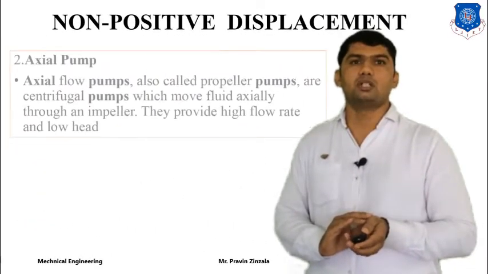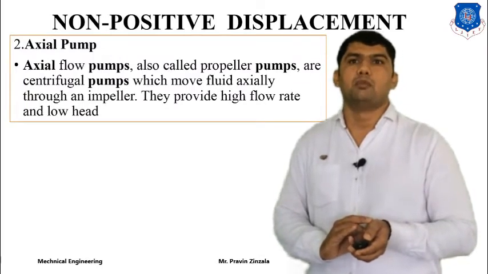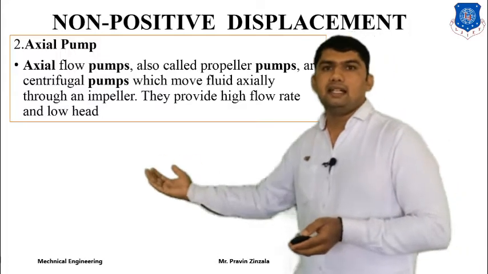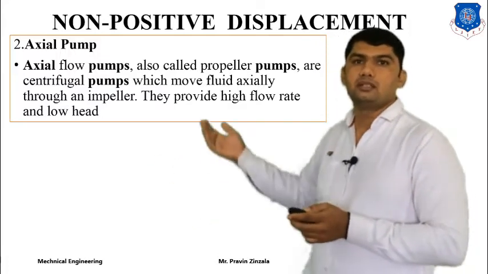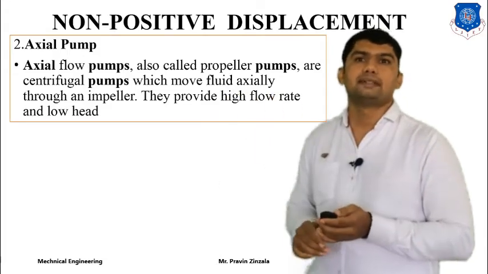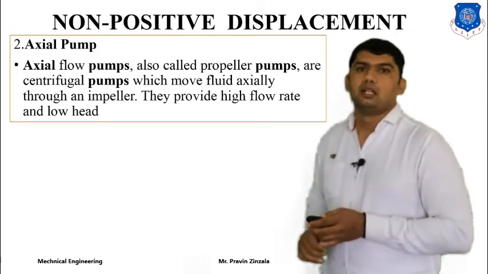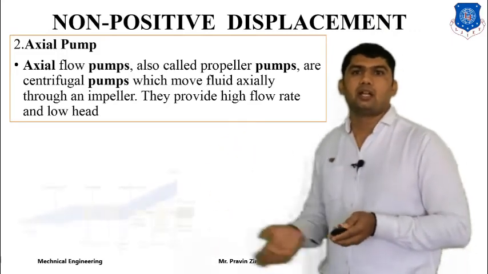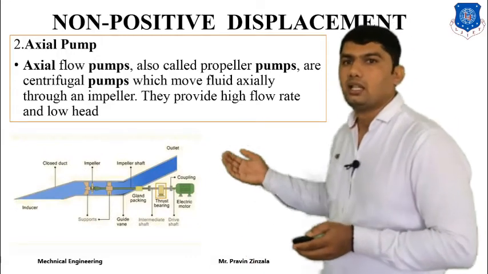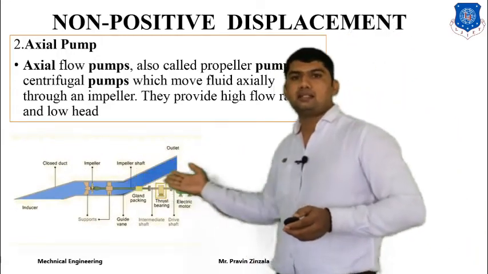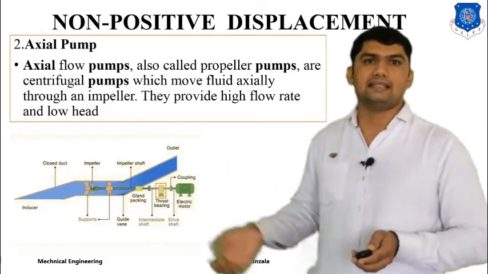Now we will discuss the second non-positive displacement pump, the axial pump, meaning axial inlet and axial outlet. So it is called an axial pump, and it is also called a propeller type centrifugal pump in which flow passes axially through the impeller. This provides a high flow rate and low head, or we can say lower pressure. Here the inlet and outlet are axial, so it is called a non-positive displacement type axial pump.